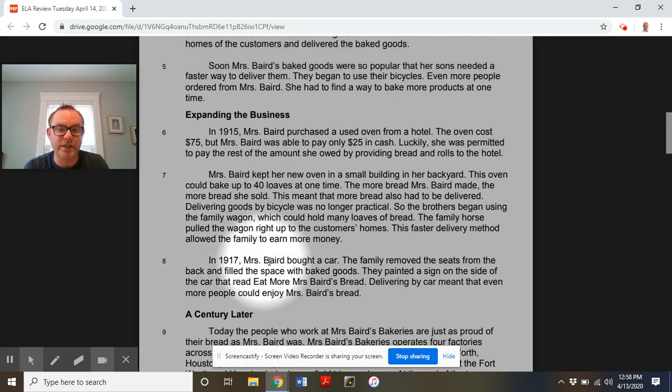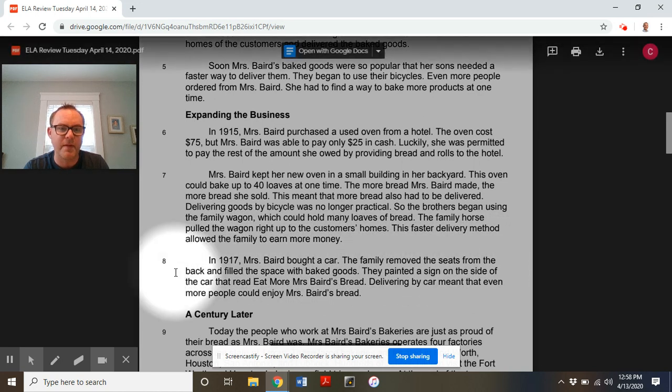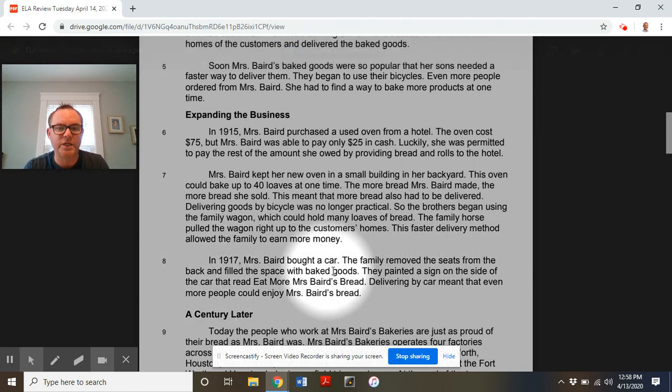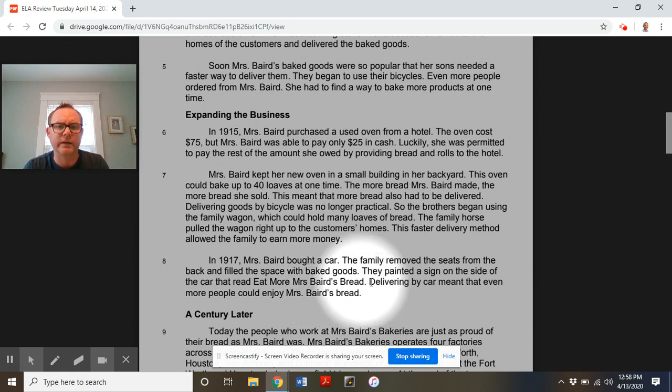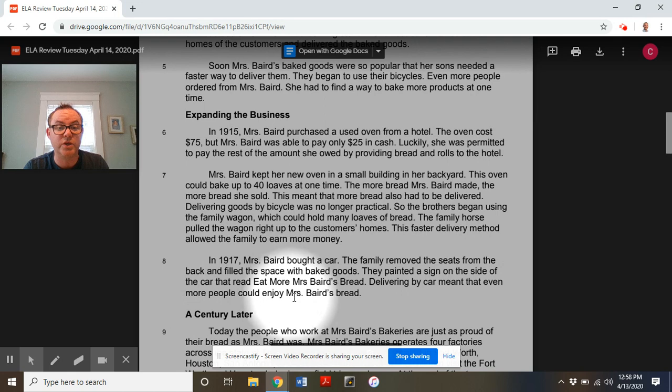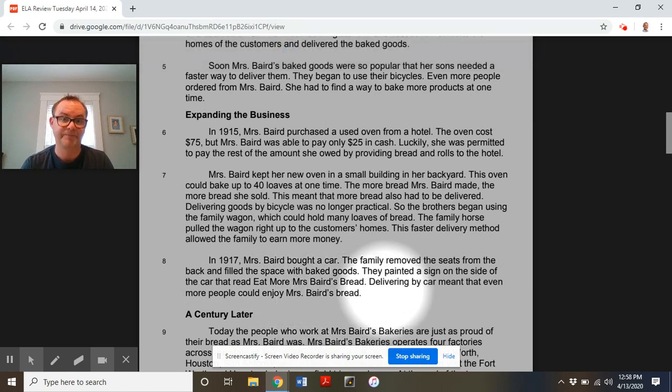In 1917, Mrs. Baird bought a car. The family removed the seats from the back and filled the space with baked goods. They painted a sign on the side of the car that read, "Eat more Mrs. Baird's bread." Delivering by car meant that even more people could enjoy Mrs. Baird's bread.